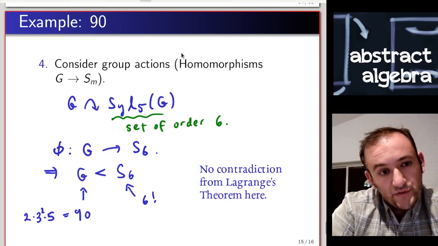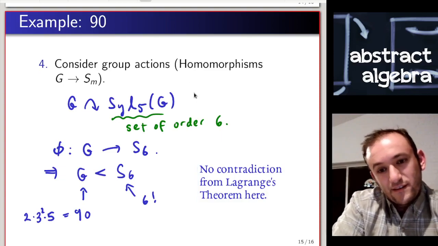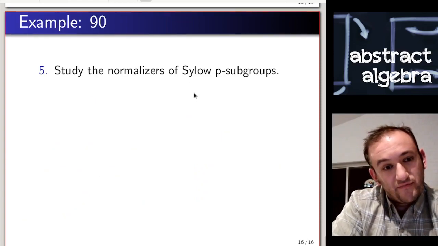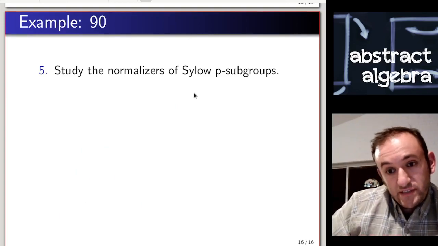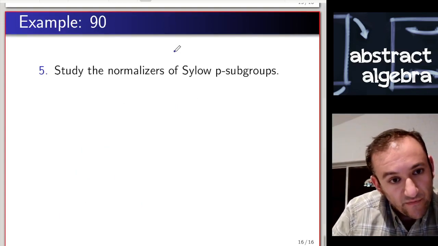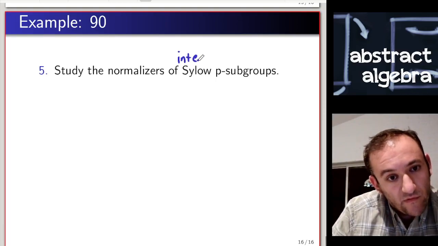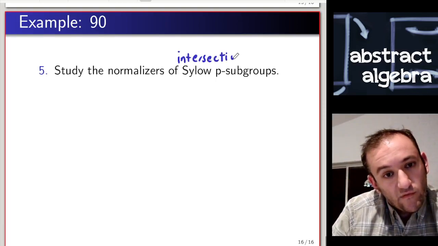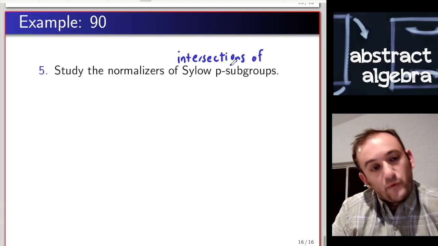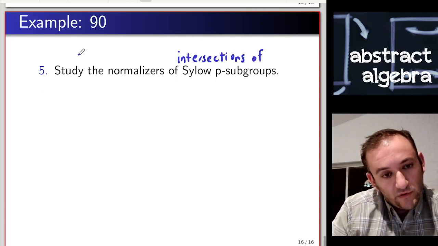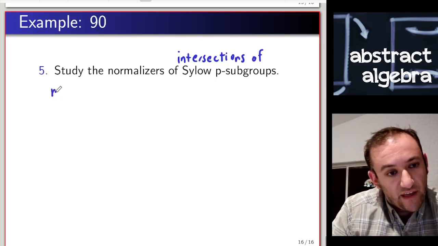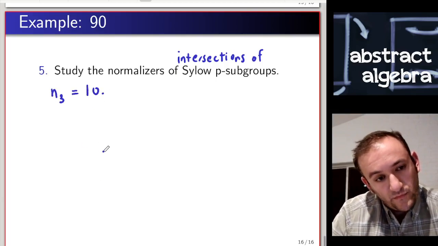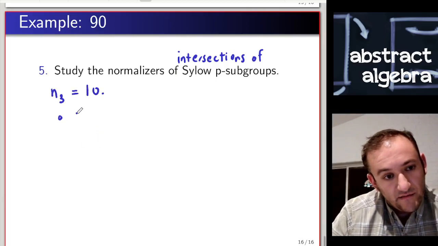Okay, so we're now going to advance gingerly to step 5, which is to study the normalizers of intersections of Sylow subgroups. In this case, we're going to look at the Sylow 3 subgroups. So we know that n3 is equal to 10. There are 2 cases.